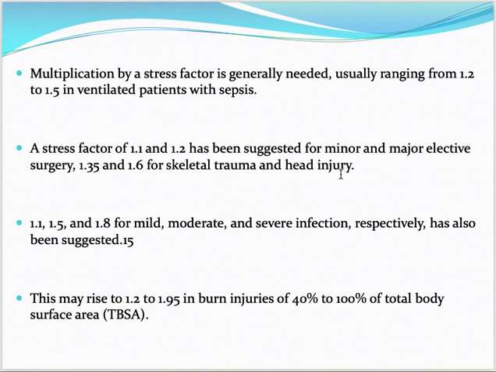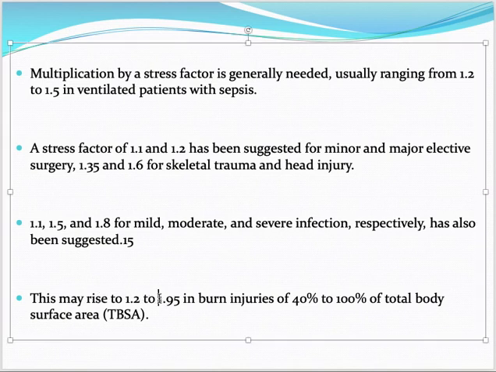So simply, if you have a patient of minor trauma, whatever the basal metabolic rate is, multiply by 1.1. Of course, it will be a little higher. But if someone has sepsis, multiply that by 1.5. And 1.1, 1.5, and 1.8 for mild, moderate, and severe infections, respectively. And if you see over here, this may rise to 1.95.